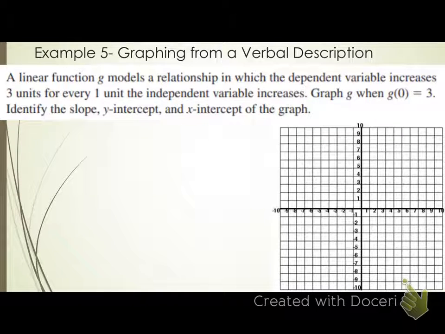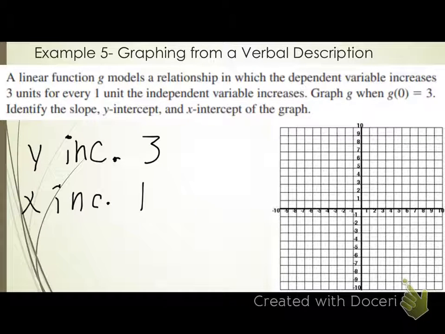So it says the dependent variable, so y, increases how many units? 3 units. So do you think that's going to be a positive 3 or negative 3? Positive 3. For every 1 unit, the independent variable increases. So x also increases how many units? 1. Is it going to be positive or negative 1? Positive 1.